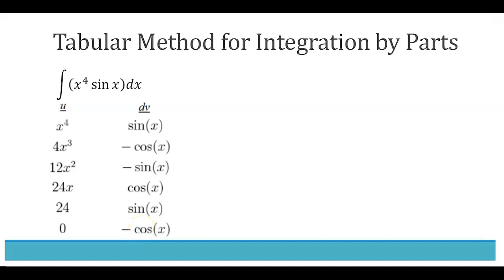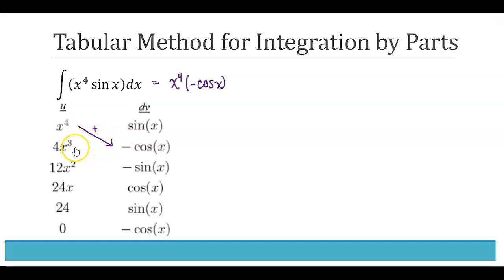So the tabular method works by taking the first u and multiplying it with this diagonal here, the first antiderivative. I had dv was sine x, its antiderivative was negative cosine x. So we're going to start by multiplying those two together. We're going to have x to the fourth times negative cosine x. Now the signs on those stay the same. So this first multiplication is going to be multiplied by a positive 1, so the signs are going to stay the same.